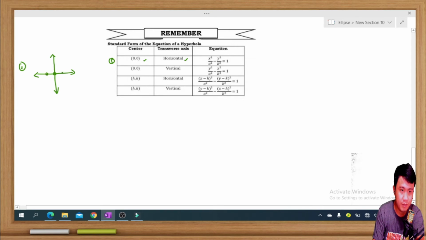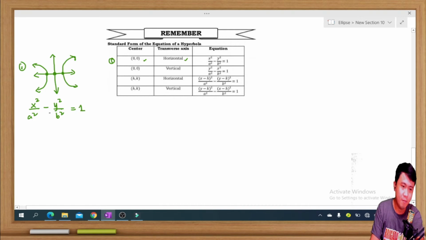So, for example, ito yung ating vertex. Yan, pag ganyan siya, opens to the right and opens to the left. So, nandito yung mga foci. Yan. So, pag ganyan yung ating itsura ng ating graph, kasi nga ang center ay 0, 0 at horizontal yung ating transverse axis, ang ating equation ay nasa ganito yung standard form niya. Minus y squared over b squared is equal to 1. Yan. Kung papansinin ninyo, instead na plus, ngayon, ang equation po natin na hyperbola is minus.